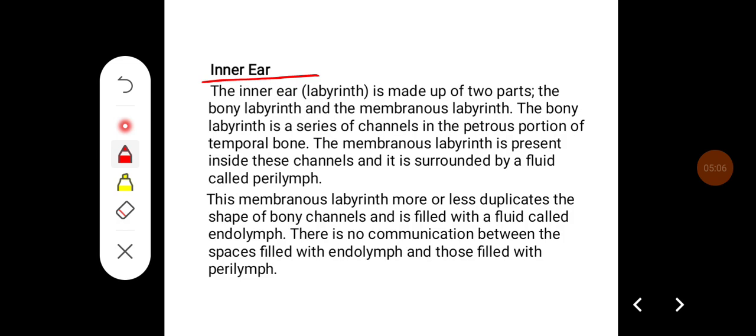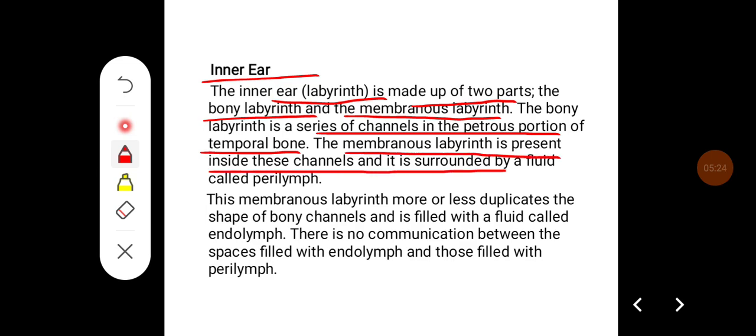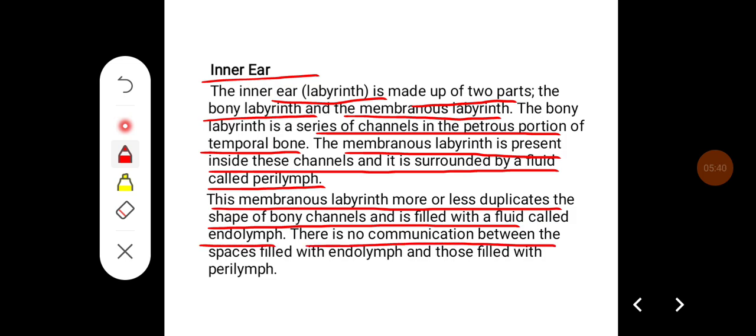Coming to the inner ear, that is also called the labyrinth, it is made up of two parts, the bony labyrinth and membranous labyrinth. The bony labyrinth is a series of channels in the petrous portion of temporal bone. The membranous labyrinth is present inside these channels and it is surrounded by a fluid called perilymph. This membranous labyrinth more or less duplicates the shape of the bony channels and it is filled with a fluid called endolymph. There is no communication between the spaces filled with endolymph and those filled with perilymph.